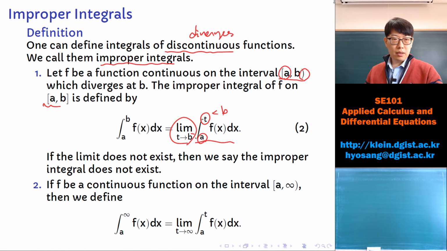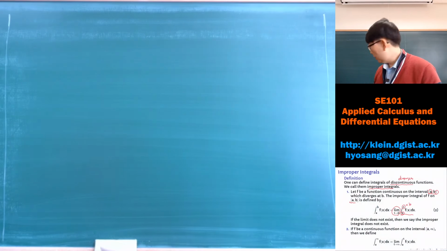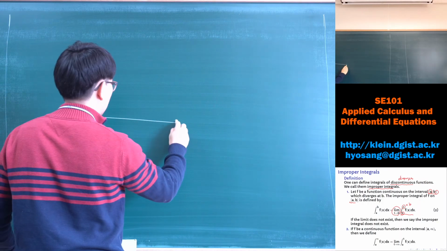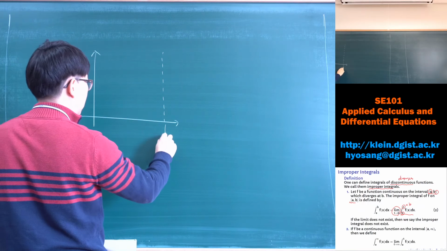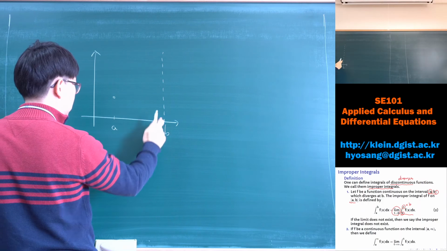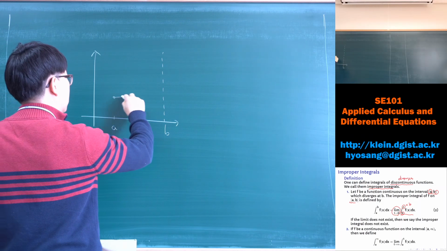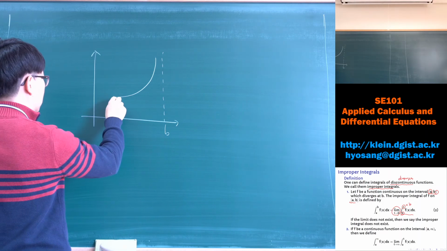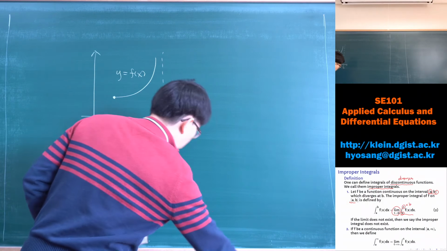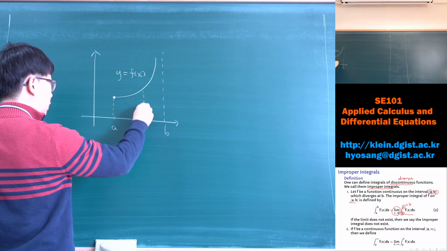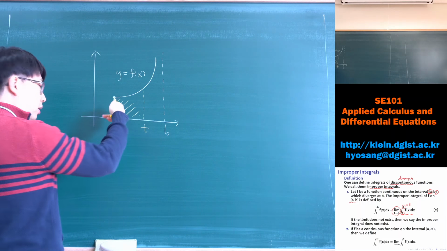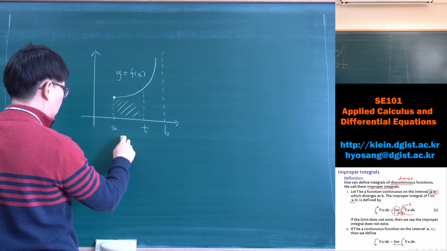So for example, let me give a picture of this situation. We have asymptotic vertical line at b and a, and function is well defined from a to b, not b included. So we have this type of function, y equals f of x. So when we take an integration from a to t, where t is less than b, we are taking the area under this graph from a to t. Okay.